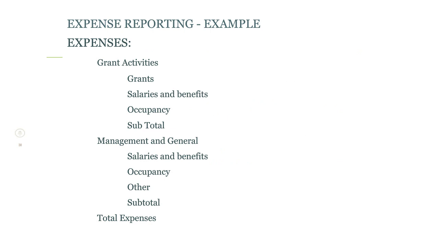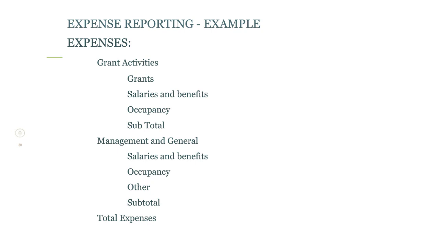This next slide might work for a fairly simple organization. You could show your expenses right in the statement of activities. So if you had grant-making activities, you could show the amount of your grants, your benefits and occupancy, and come down to your programmatic expenses and do something very similar for management in general. And this could fit right in the statement of activities, so an easy approach for a simple organization.